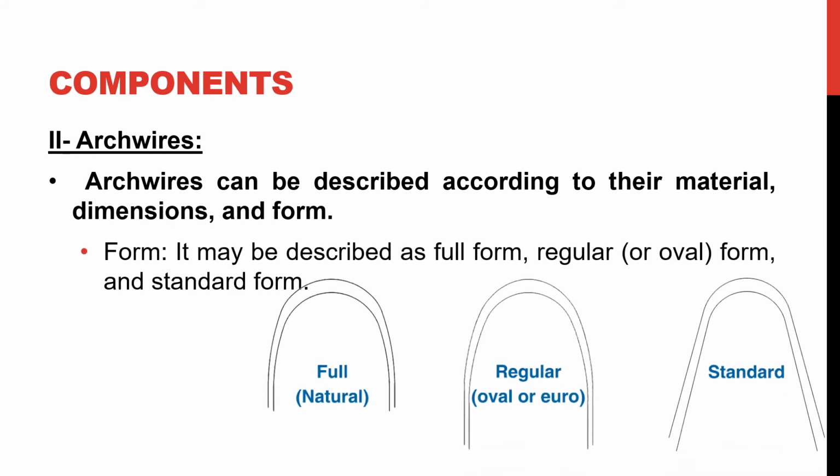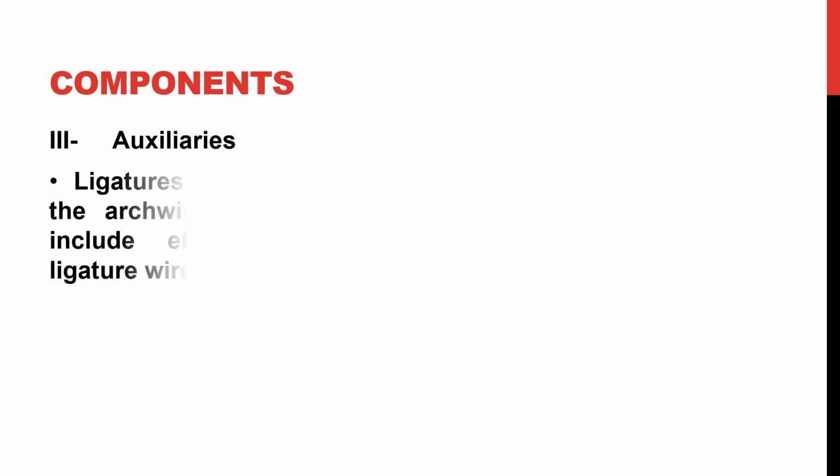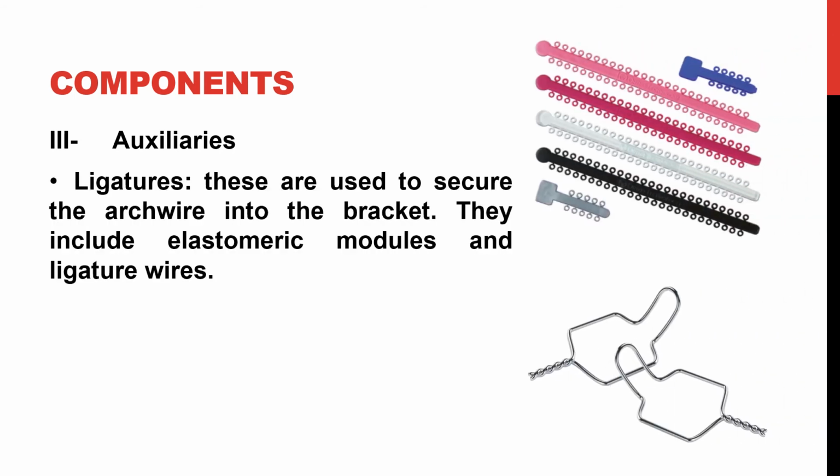Arch wires may be described as full form, regular form, and standard form. There are many other forms, but these are the most common. The last component of a fixed orthodontic appliance is auxiliaries. There are many auxiliaries that are used with fixed orthodontic appliances, and we cannot list them all in this lecture, but we will highlight the most common.